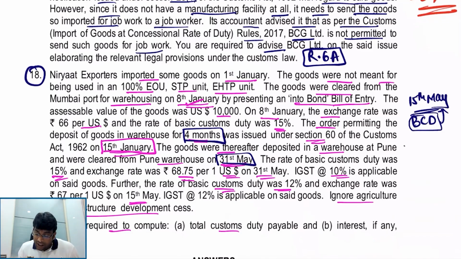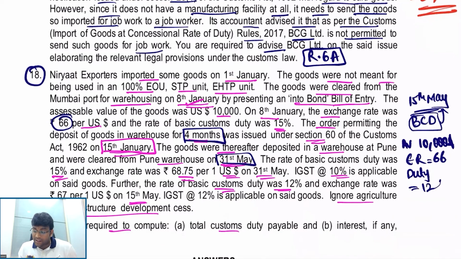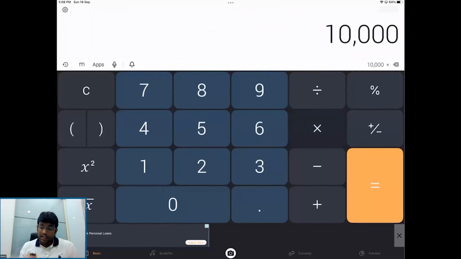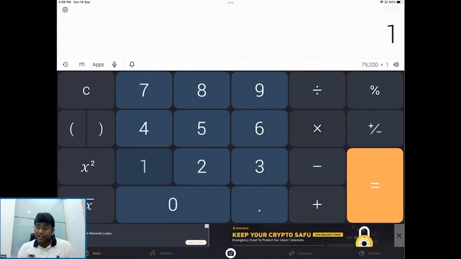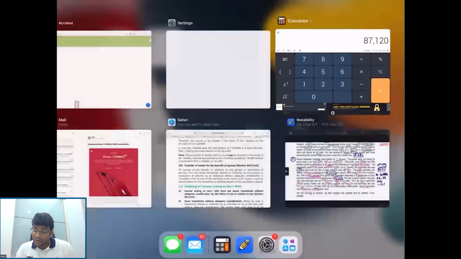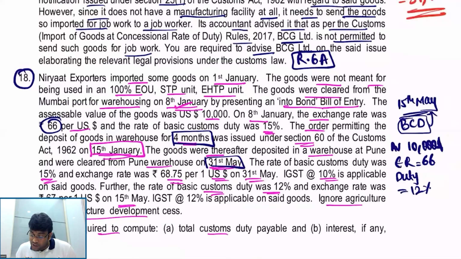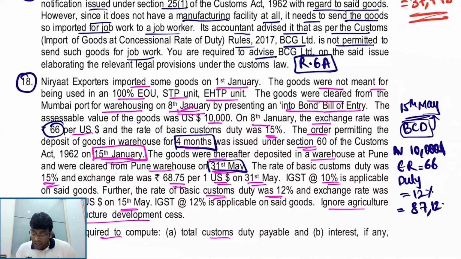So if you observe carefully, what is my assessable value? $10,000. Exchange rate, what will I take? 66. Obviously, because we will see on the date of filing the bill of entry. And what is the duty rate I will take? 12%. Correct, my dear friends? Come on. $10,000 into 66 into 12%, which works out to 79,200, into 110%, because I'm always going to charge social welfare surcharge at the rate of 10% of BCD. 87,120 is my customs duty payable. Are we understanding, my dear friends?